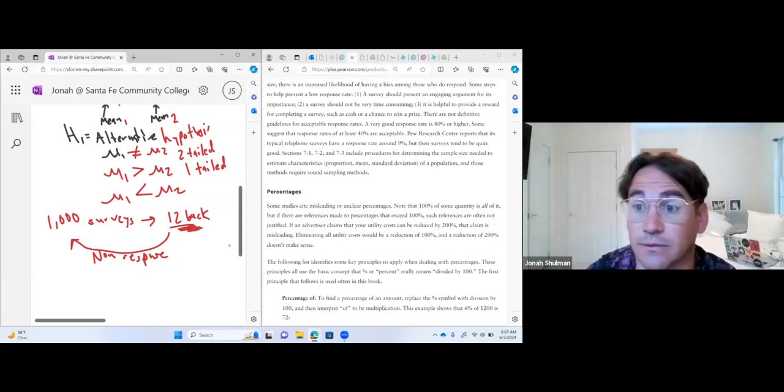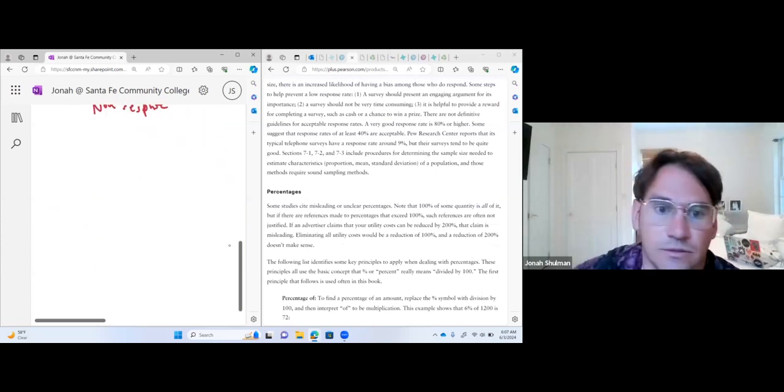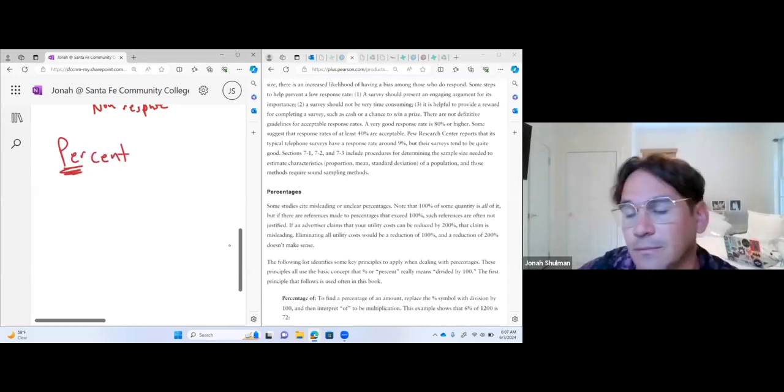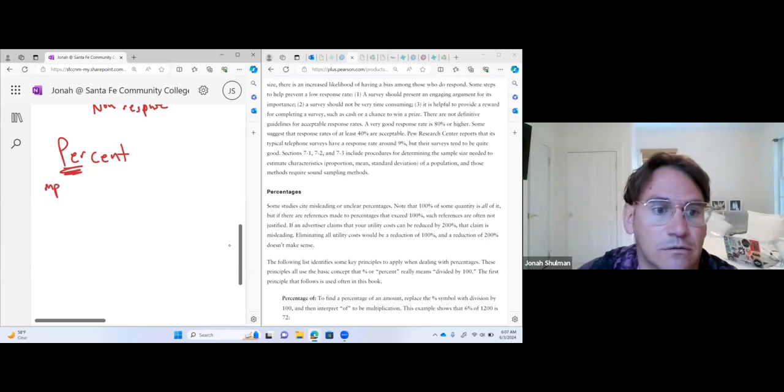Percentages. This is probably going to be the biggest thing that we're going to look at. This word, percent, is going to come up a million times. So think about miles per hour, points per game, words per minute. To figure out how fast you're driving, you take your miles and you divide it by the hours. So per just means the fancy word for divide.